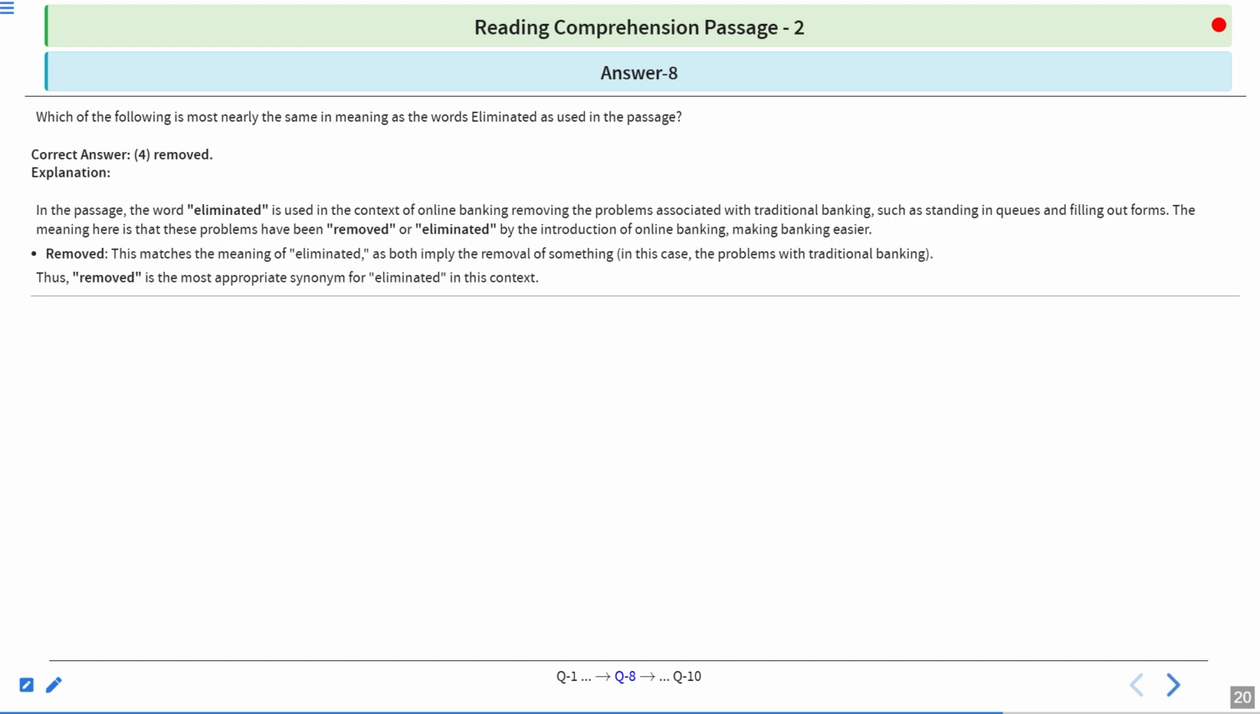And the explanation is, in the passage, the word eliminated is used in the context of online banking, removing the problems associated with traditional banking, such as standing in queues and filling out forms. The meaning here is that these problems have been removed or eliminated by the introduction of online banking, making banking easier. Removed matches the meaning of eliminated, as both imply the removal of something. In this case, the problems with traditional banking. Thus, removed is the most appropriate synonym for eliminated in this context. I hope you have understood.